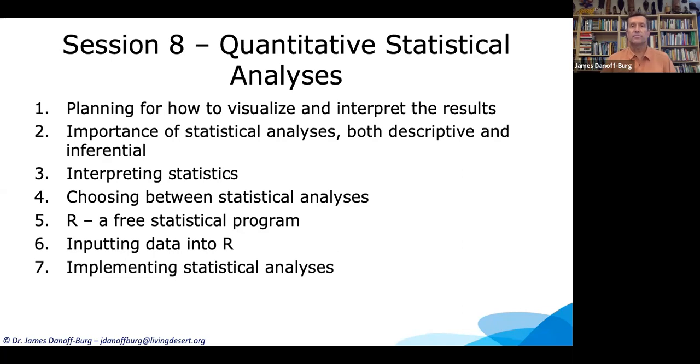Then we're going to talk a little bit about why statistics is so important and what it means and how we interpret it. Then we'll get into a whole series of discussions about how to choose between different statistical analyses, whether a chi-square, an ANOVA, a t-test, a multivariate regression, a Kruskal-Wallis, a Mann-Whitney, a freak. There's so many statistical tests, it'll make your head spin unless you are a statistician.